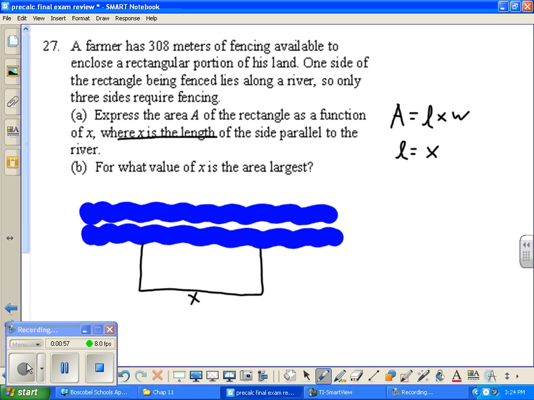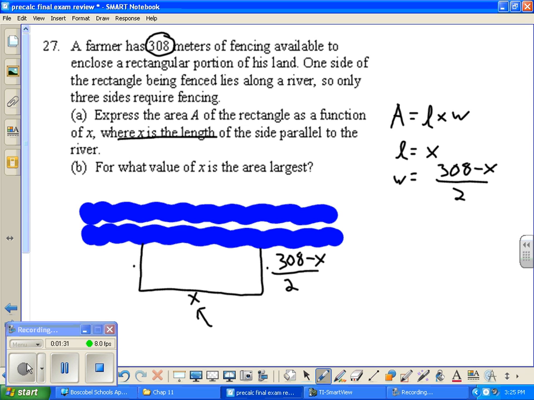But I also need to have an expression for w. Now the problem tells me I have a total of 308 meters of fencing. And since I know that this side and this side have to be equal to each other, what I can do is take the fencing I started with, and I can subtract what I used already, which is this x, and that gives me the fencing I have left. But because I need to cut into 2 equal pieces, I'm going to divide by 2. So my width is going to be (308 minus x) divided by 2.